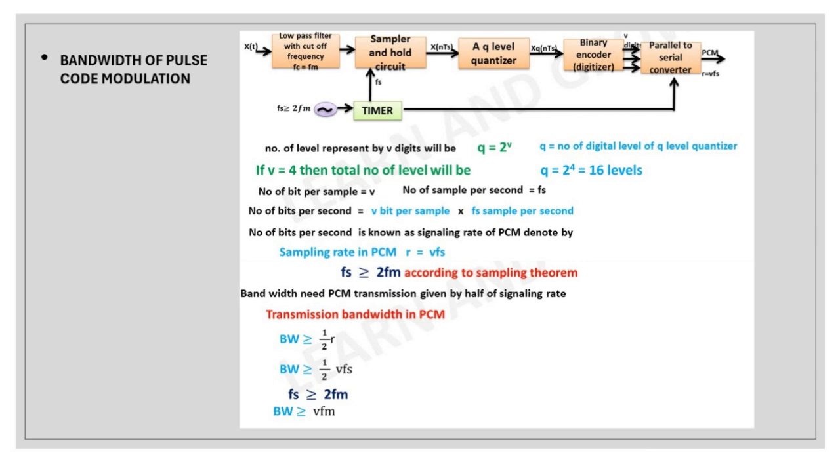Now, bandwidth calculation. A rough estimate of the minimum bandwidth required for a PCM system can be calculated as: bandwidth is greater than or equal to half of its bit rate, represented as R. This approximation assumes a rectangular pulse shape, which is not practical in real-world systems due to its infinite bandwidth.